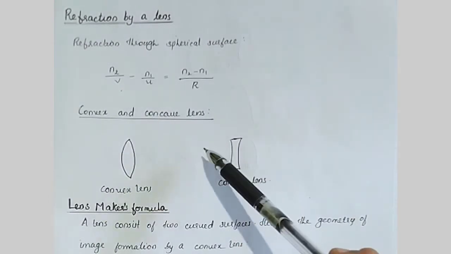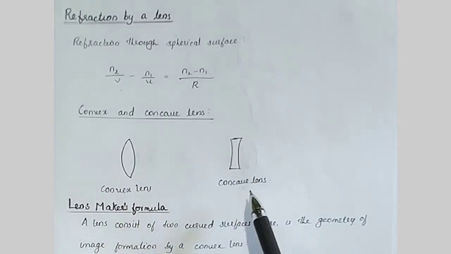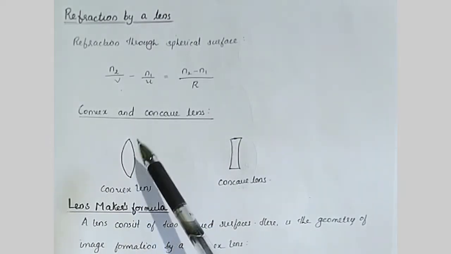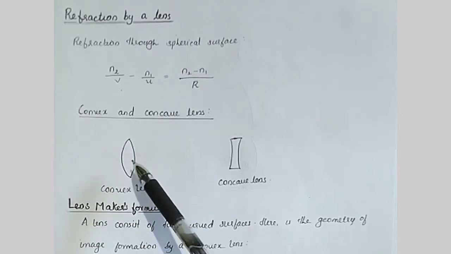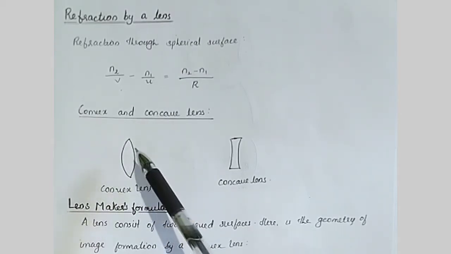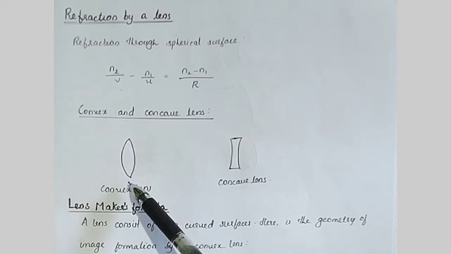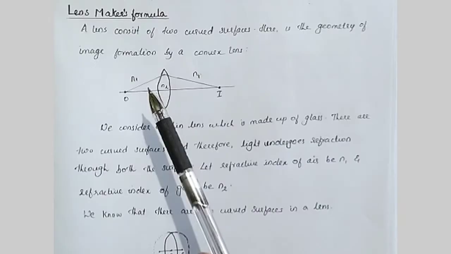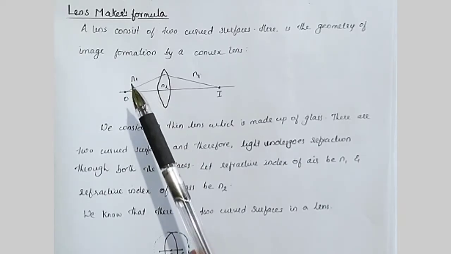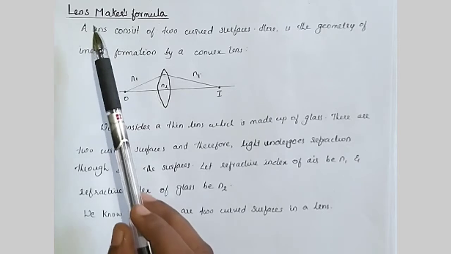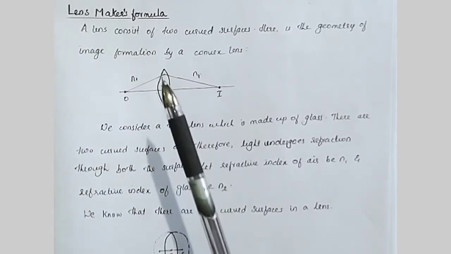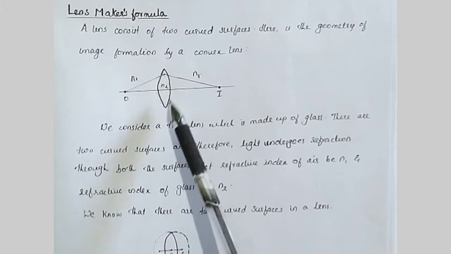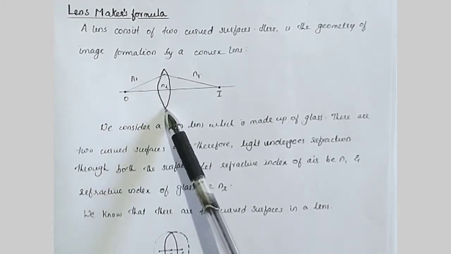Now we know that lenses are of two types, convex lens and concave lens, and also we know that a lens is a combination of two spherical surfaces. The two spherical surfaces that are bulging outside are combined to form a convex lens, and two spherical surfaces that are curved inward are combined to form a concave lens. On analyzing the refraction through a lens, we obtain a very important result which is known as the lens maker's formula. So as we told, a lens is a combination of two spherical surfaces.